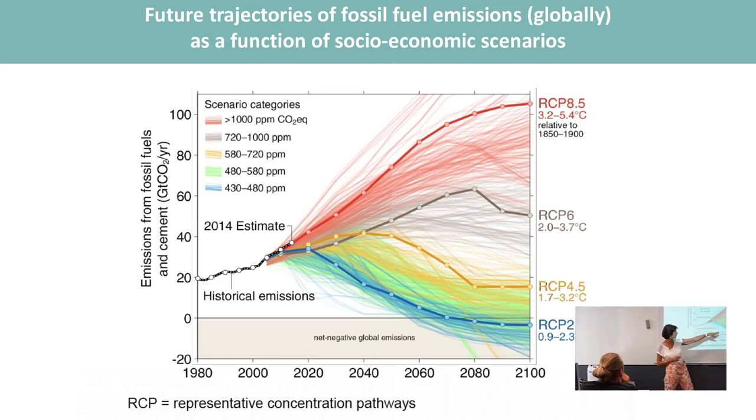And also here you see that we reach some negative emissions. So it means that we are also able to capture CO2 from the atmosphere and store it into the soils or into the oceans. So I think it's going to be very hard.